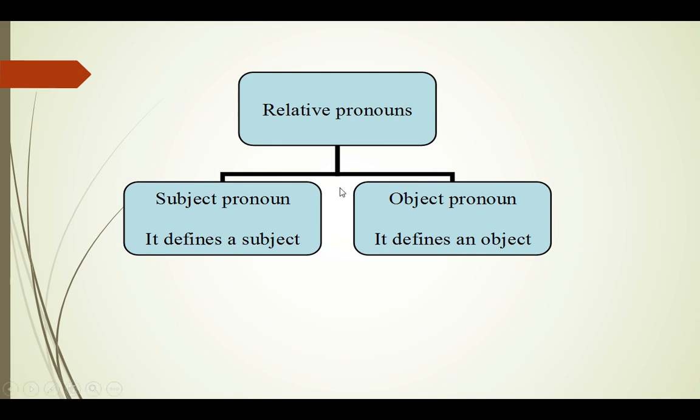Here, as you can see, we can say that we have two types of relative pronouns. We have subject pronouns and object pronouns. Subject pronouns define the subject, but an object pronoun defines an object. So if you have a noun which is in the object position, it is defined by an object pronoun. But if it is in the subject position, we use a subject pronoun.